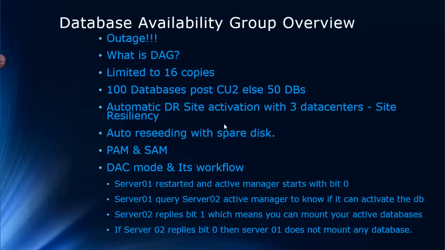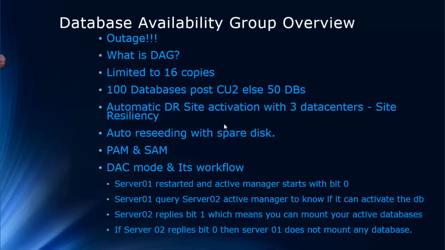The point here is, how can we avoid the outage? The solution is high availability. So if one goes down, the second is up to take care of it, right? So that's what Microsoft is trying in various ways to avoid the outage, and somewhat we have been successful.